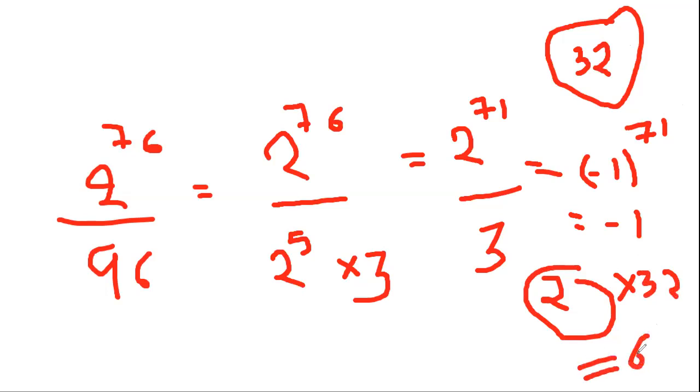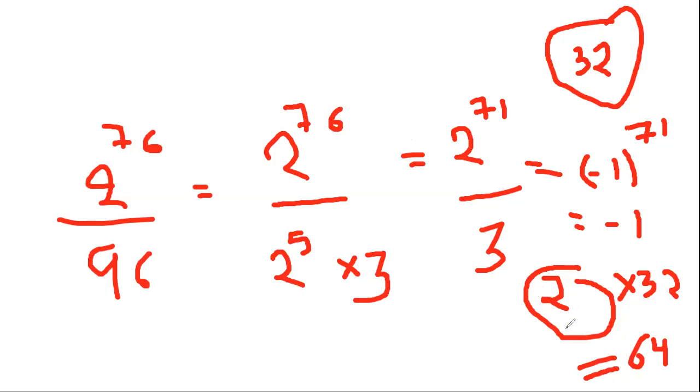I'm again repeating. I know some of you might find it a little difficult initially. So it is 2 to the power 76 divided by 96. 96 is nothing but 32 into 3, which can be written as 2 to the power 5 multiplied by 3. So this is 2 to the power 71 divided by 3, which means you have simplified it with 32. Now when you take the remainder, this is minus 1 to the power 71. 3 ones are 3, so the remainder is minus 1. Minus 1 to the power 71, the power is odd, so the answer is minus 1. But we cannot take a negative remainder, right? So we have to subtract it from 3. So 3 minus 1 is 2.